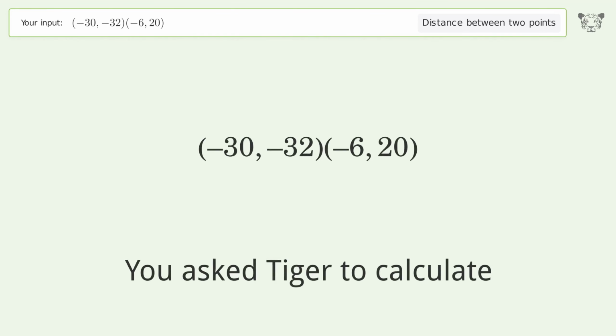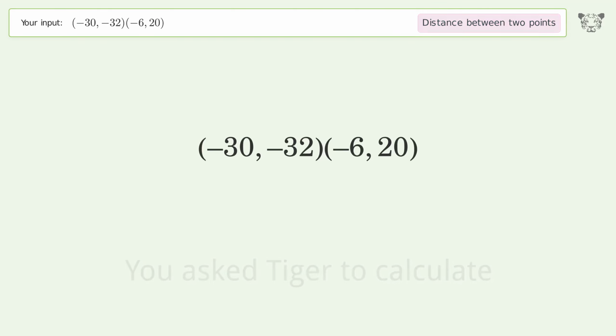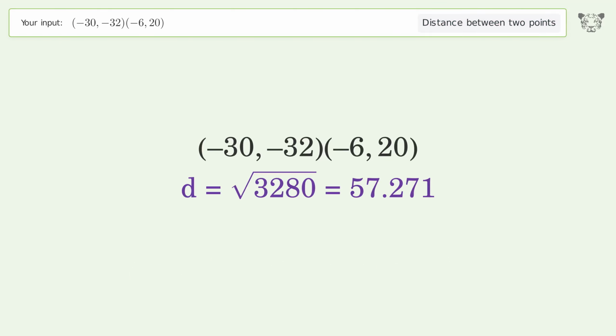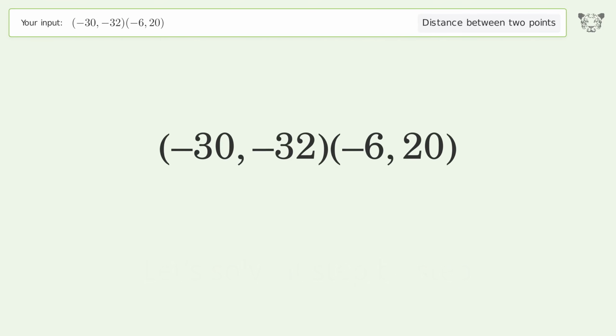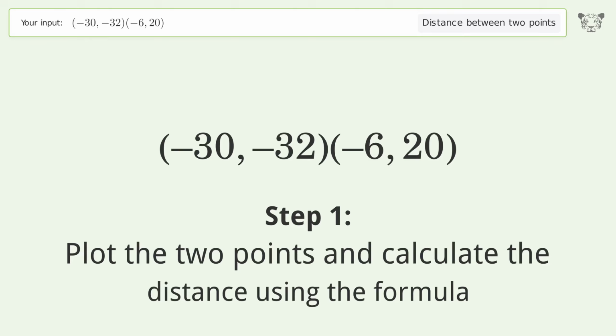You ask Tiger to calculate. This deals with the distance between 2 points. The distance between the 2 points is the square root of 3,280, or 57.271. Let's solve it step by step. Plot the 2 points and calculate the distance using the formula.